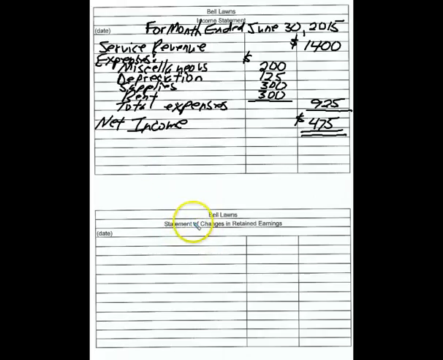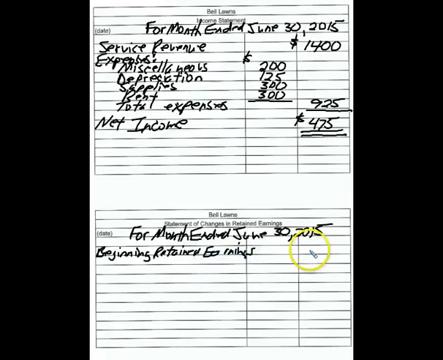Let's go to our next statement, the statement of changes in retained earnings. This also covers a period of time, so for the month ended June 30th. Okay, and so then we had our beginning retained earnings. Recall that was 0. I'm not going to put a dollar sign because that's the first number in the first column. So beginning retained earnings was 0. We talked about that earlier.